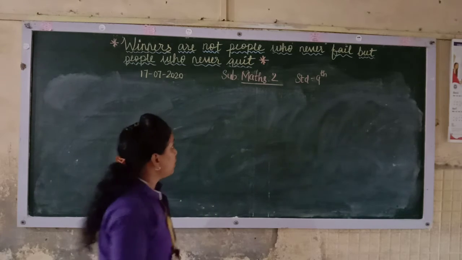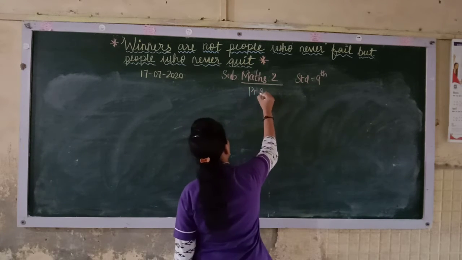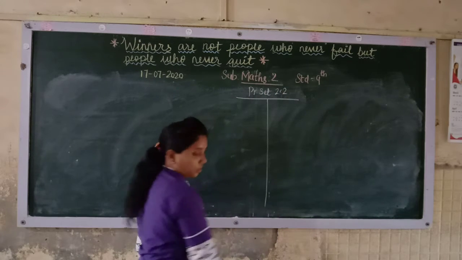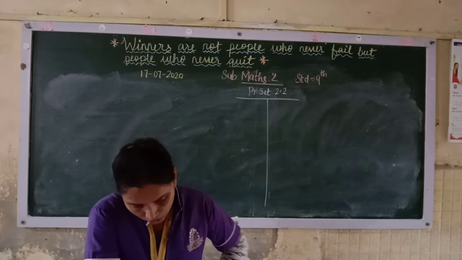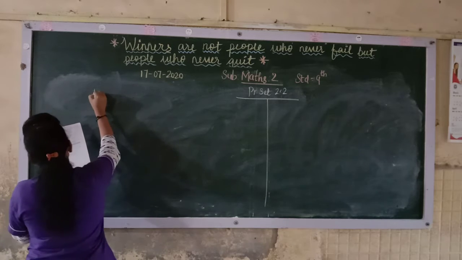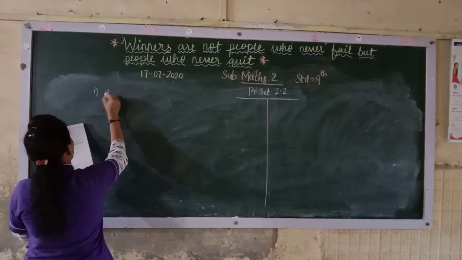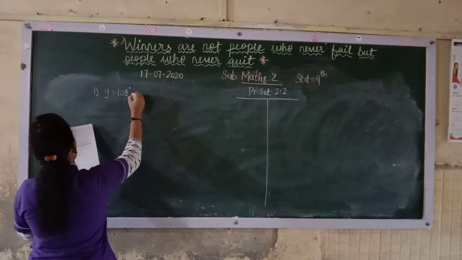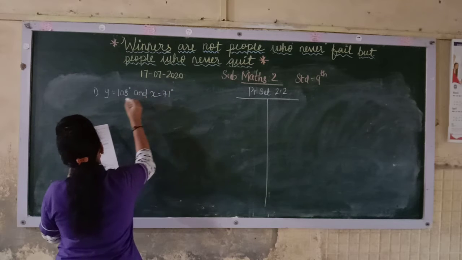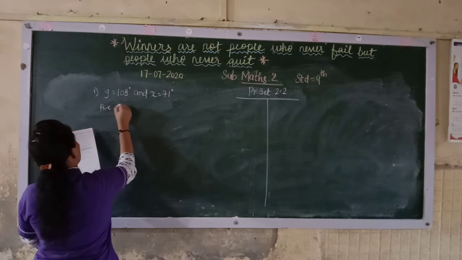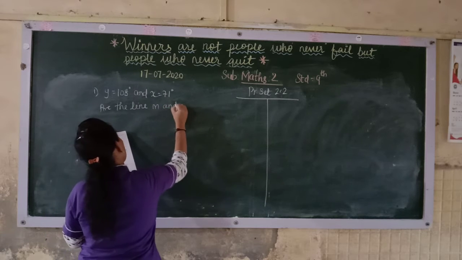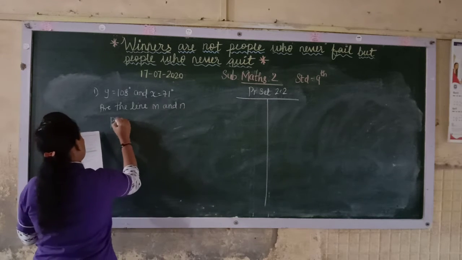Now, if you see practice set 2.2, in that, see the first item in the figure. Given y is equal to 108 degrees, x is equal to 71 degrees. Are the lines m and n parallel? This is the first question.